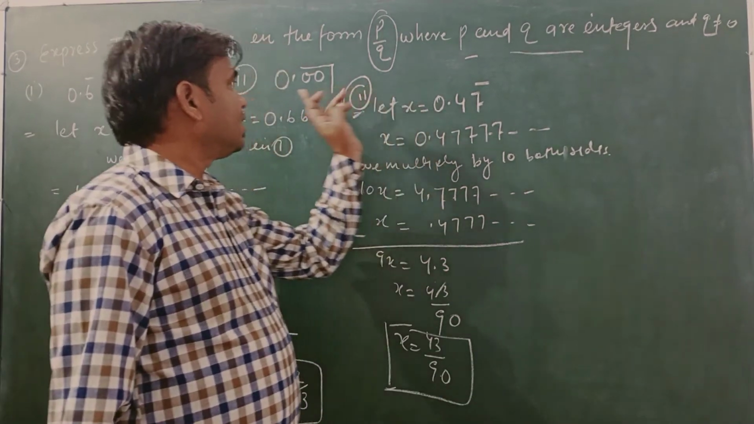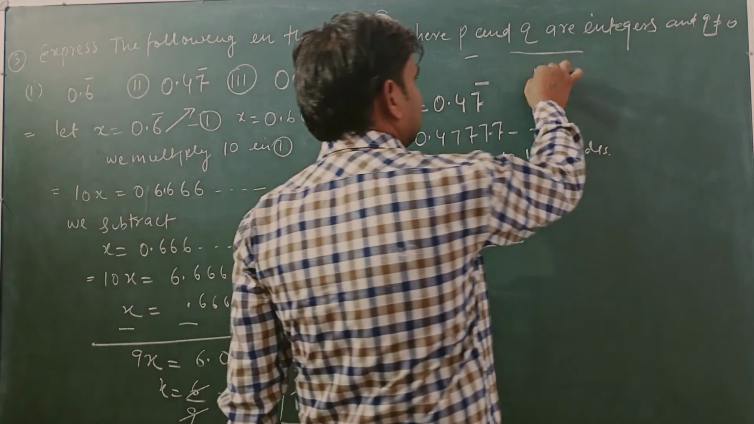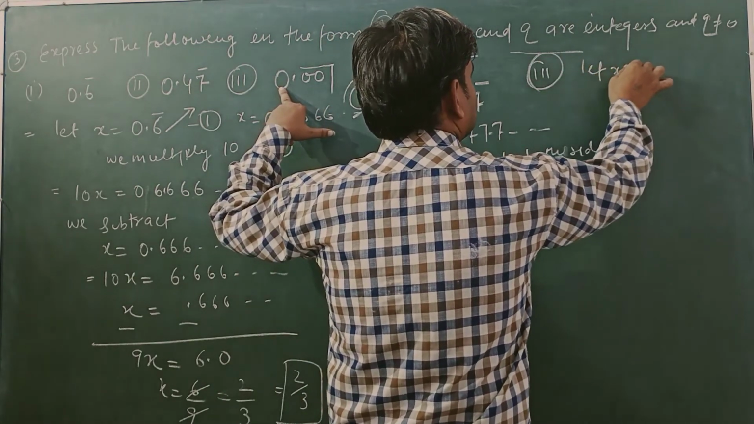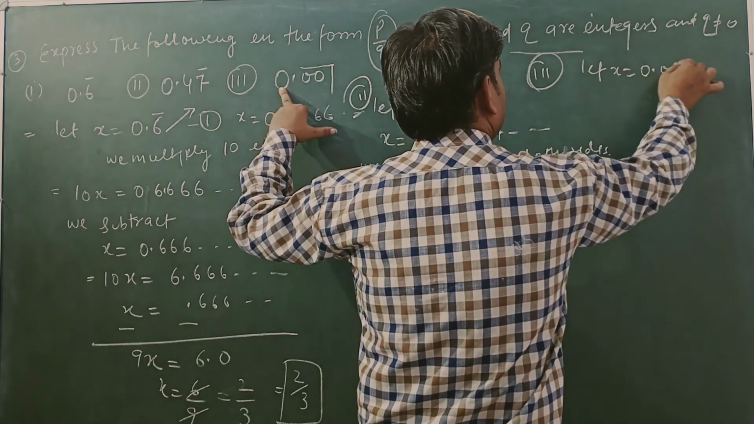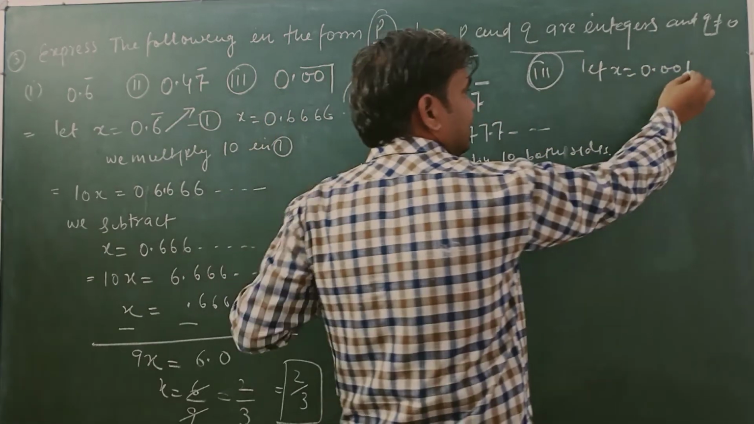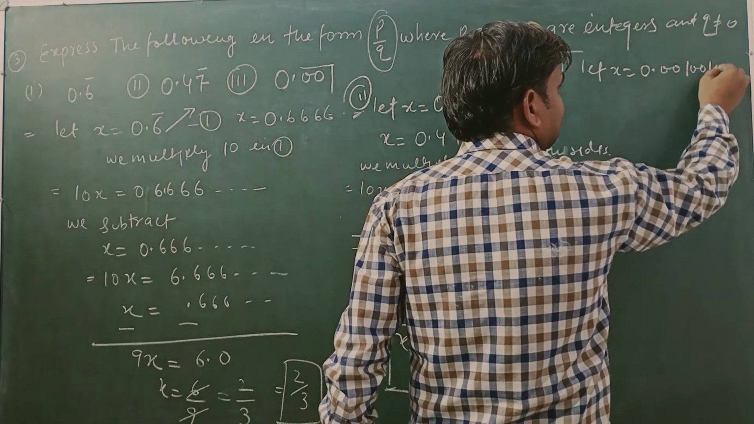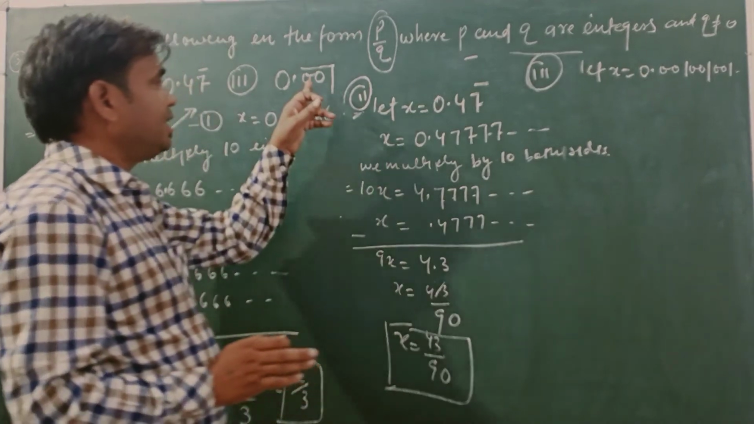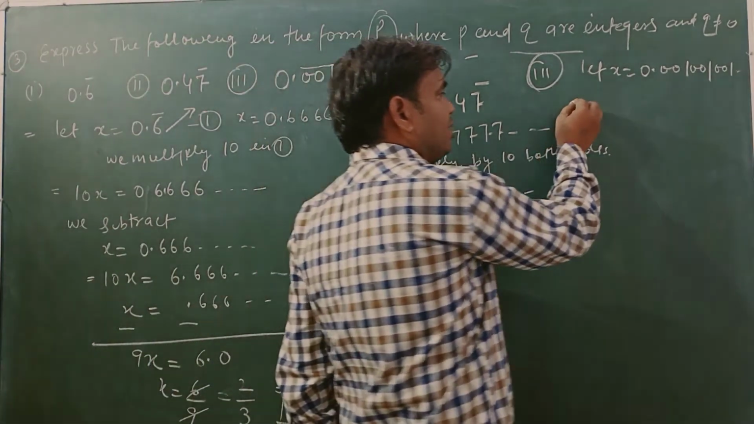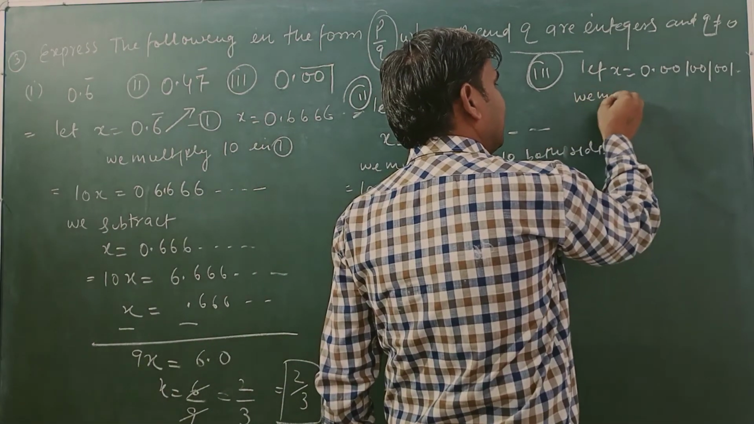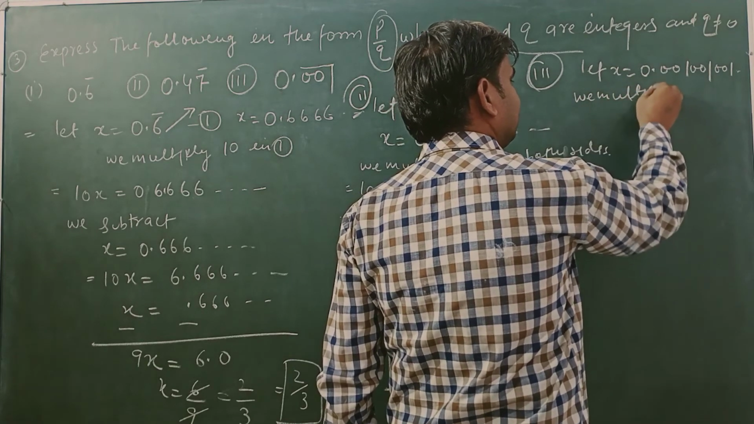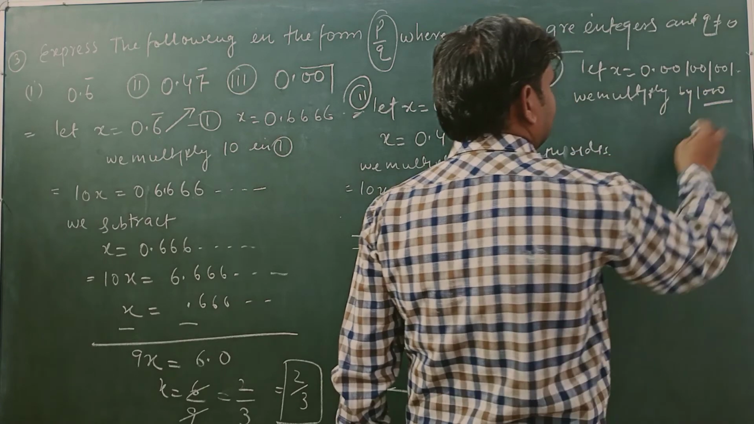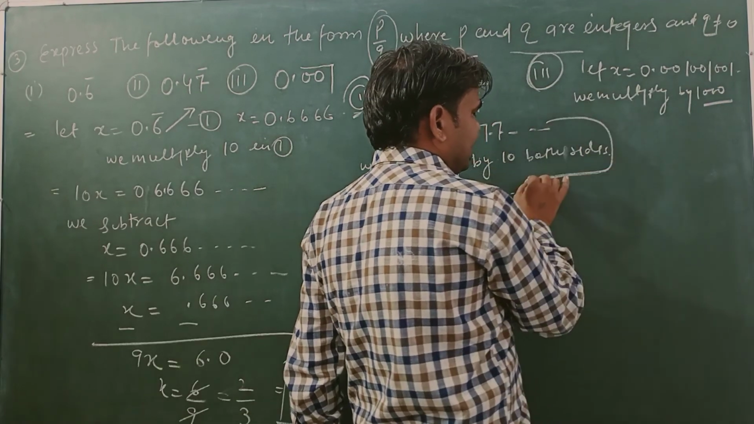Now we take the third part. Here it is given, students, let x equal to 0.001 repeating again and again, 001, because the bar is given over 3 digits. So we multiply by 1000.